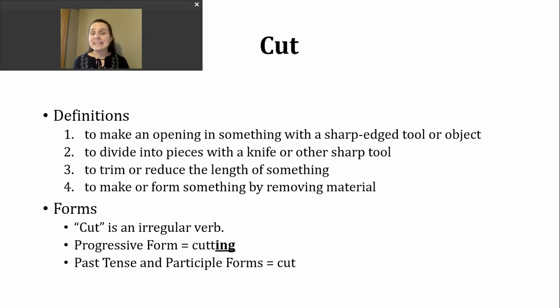What makes this an irregular verb, though, is the past tense and participle forms of the verb. They don't change. It's cut. Same pronunciation, same spelling, and that's, again, going to be true if we're talking about past, present, or our participle form. Have cut, has cut. It all stays the same.